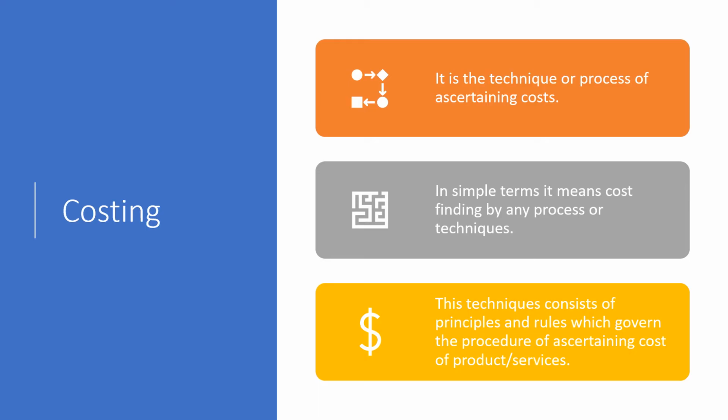We'll move ahead to the next important term, which is costing. Now we know that cost is the expenditure for a product. Now what is costing? Costing is the technique or process of ascertaining the cost. So how will we calculate the cost of making the product? That is costing. It is the technique or the process for ascertaining the cost. In simple terms, it means cost finding by any process or technique.